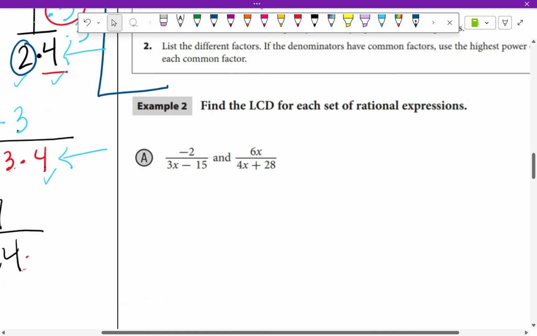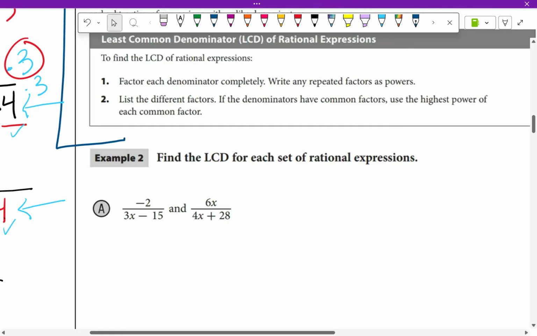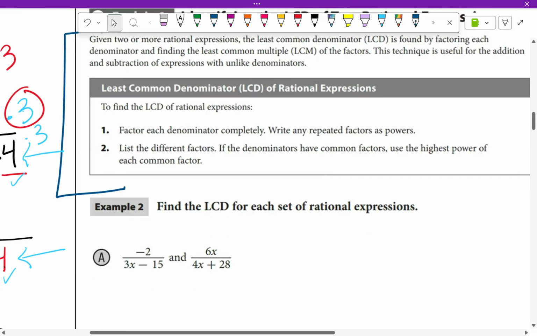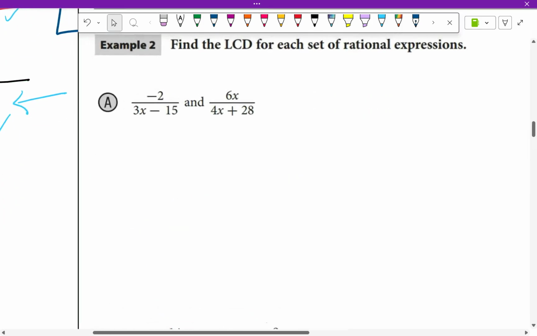All right, we're going to practice just finding the least common denominators. Actually, all we're going to do is the least common denominator. We're never going to write the equivalent fraction. So the first thing I might need to do is factor the denominator. I think that told us that in the box. It said factor completely, write any repeated factors as powers. Fantastic.